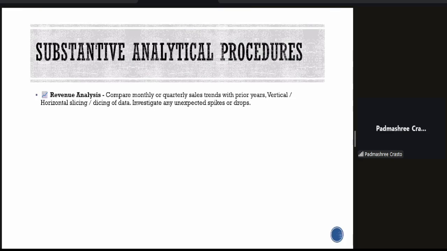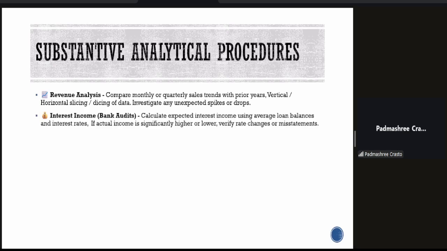Few examples of substantive analytical procedure. Revenue analysis, we spoke about it. You can do a comparison of monthly, quarterly sales trends with prior years, vertical, horizontal slicing, dicing of data. Investigate any unexpected spikes, drops, also compare it with the industry standards, develop the expectation, and conclude on the investigative part. Whatever explanation the client gives is not always right, so please go back and re-verify whether that explanation is appropriate, because you have the adequate data.